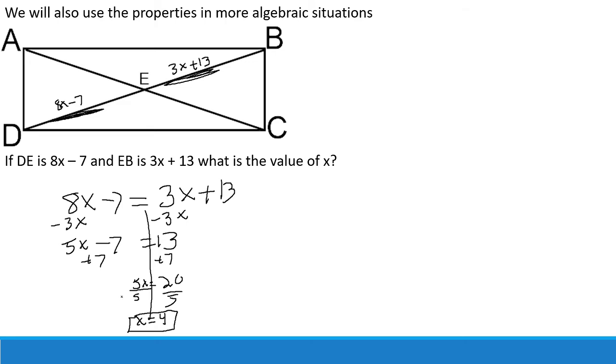Now, if they asked you for the length, you would plug 4 back in and figure out the length of each segment if you needed to. But again, the diagonals bisect each other, and they are also congruent. So those are the two properties about the diagonals of a rectangle you need to know. They're congruent to each other, and they cut each other in half.